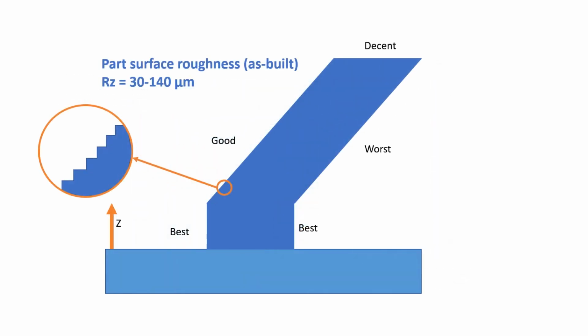As-built part surface roughness Rz varies from 30 to 140 micrometers. Depending on the angle between the part surface and the build platform, the surface roughness noticeably differs. Vertical surfaces have the best surface quality, and the worst surface quality is on downward surfaces.